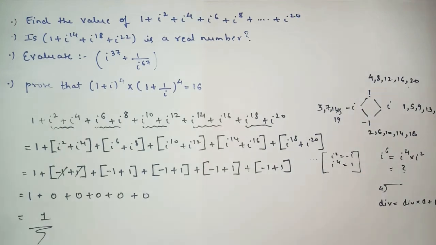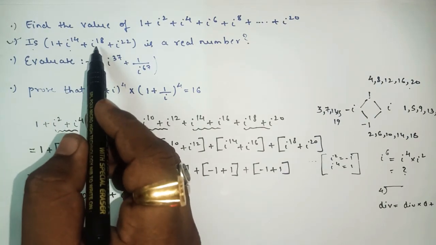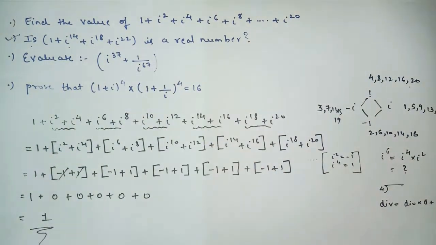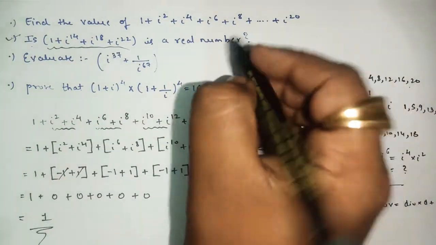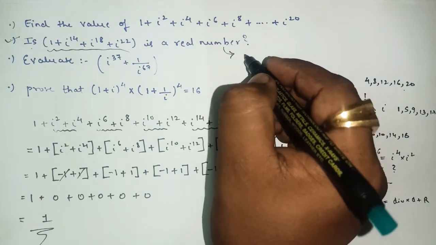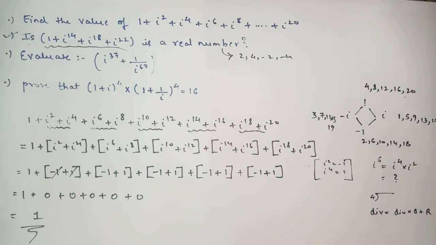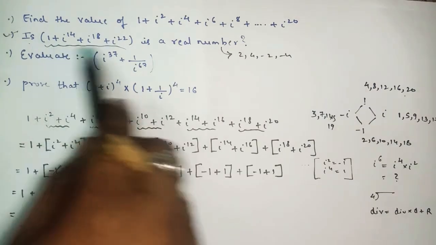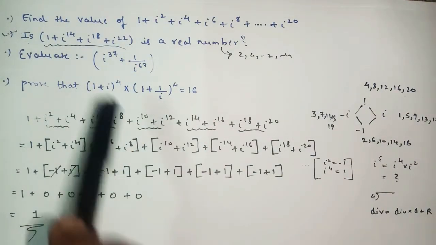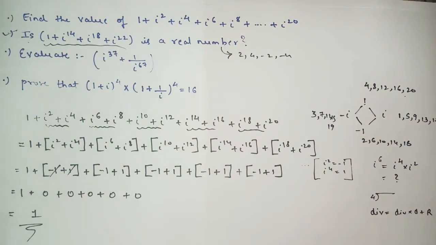Now the second one is: 1 plus i raised to 14 plus i raised to 18 plus i raised to 22 is a real number. Here you have to check whether this expression is a real number. What do you mean by real number? That means your final answer should be without i. Like here you should get 2, 4, minus 2, minus 4, any number, but without i. If you are getting the final answer without i, then straight away we can say that the expression is a real number. So we have to check whether 1 plus i raised to 14 plus i raised to 18 plus i raised to 22 is a real number or not.